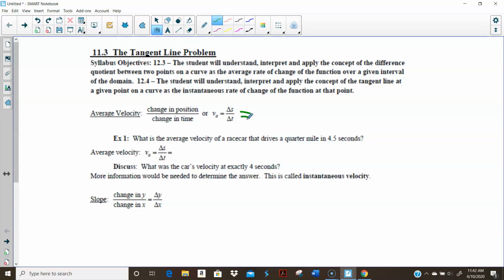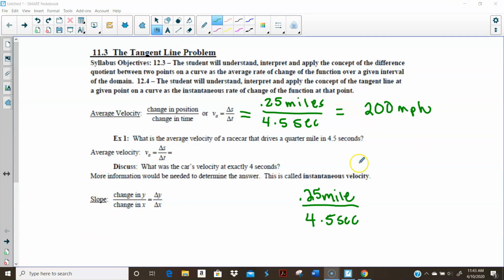And you would take the car's distance, and it says that the race car drives a quarter of a mile in 4.5 seconds. So if we do a quarter of a mile, that's 0.25 miles, and we divide that by the car's time, which is 4.5 seconds, then we know that the car's average speed is going to be 200 miles per hour.